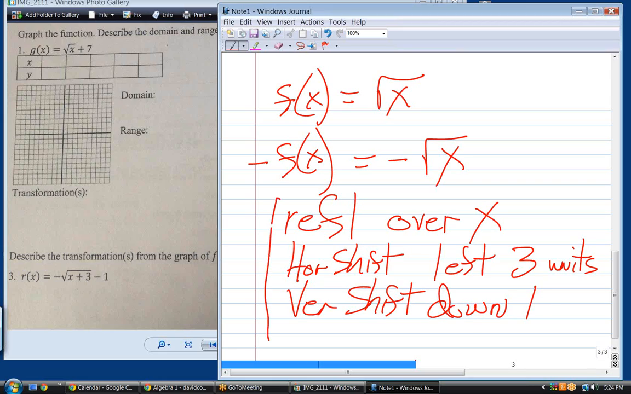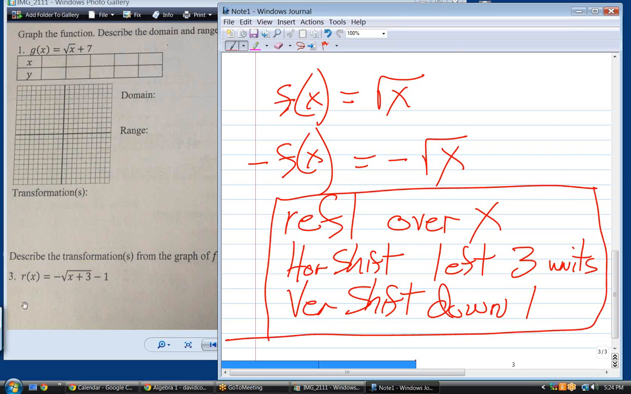So here are the 3 things happening in that function. And this is the order I'm going to do them in. It doesn't so much matter for horizontal and vertical shifts, but reflections you need to do first. Otherwise, you'll end up with the wrong curve.